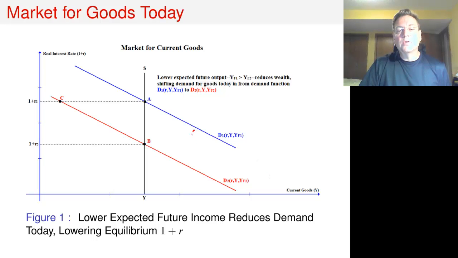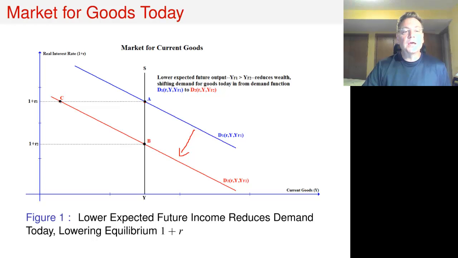The expectation of lower future output shifts the demand for goods today inward. Initially, we were at an equilibrium at point A. The supply of goods today is just equal to Y, and it's perfectly inelastic because these goods are just being endowed to the agents. There's no dependence of the quantity of goods on the real interest rate, which is on the vertical axis. So the initial equilibrium interest rate, R1, was such that people were happy consuming their current income. So C was equal to Y. But this expectation of lower future income induces them to reduce their demand for goods today because they want to increase their savings and push goods into the future.